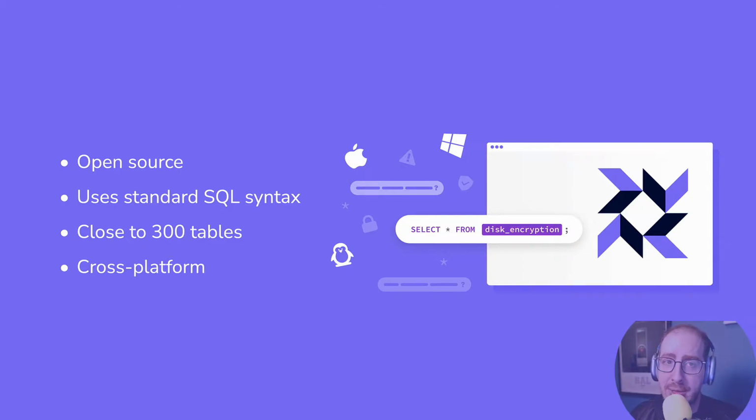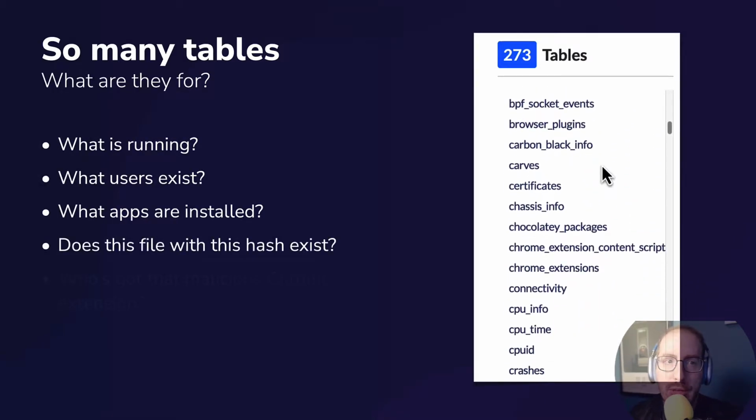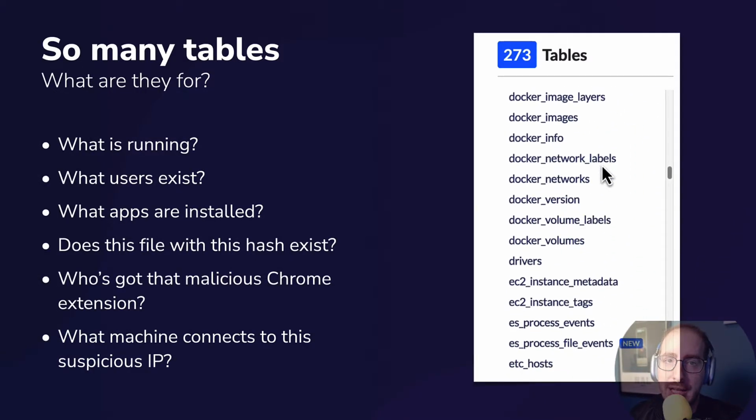There's close to 300 tables on Osquery, and they're cross-platform. That means you can use standard SQL syntax to ask pretty much anything of your systems. And unlike a lot of security tools, macOS support is not an afterthought. There's so many tables. With these tables, you can know what's running, what users exist, what apps are installed.